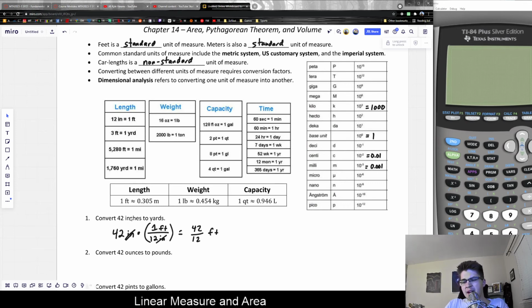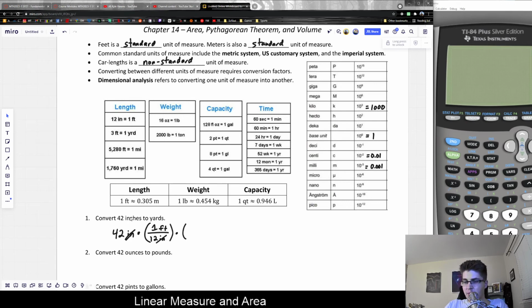Notice that I wouldn't say I'm done with this question yet, but if I was trying to convert 42 inches into feet, I would have this as my answer, and I could go about my business and simplify the fraction, or write it as a mixed number or whatever. But we can actually continue the process of dimensional analysis by multiplying again, because my end goal is to get into yards, as this question states.